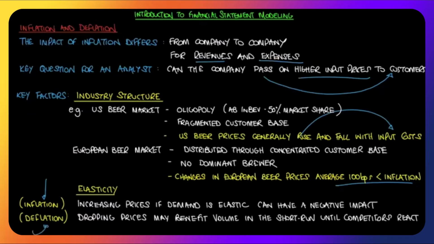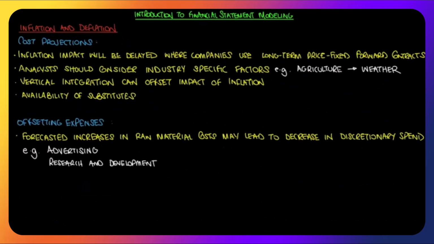What about deflation then? Well, yep, dropping prices may benefit volume in the short run, but competitors tend to react. So any benefit will be short-lived as everybody else drops their prices as well. Again, we saw that back in the world of market structures in economics. So what can companies do if they can't pass it on to customers? And as analysts, what do we need to consider when we're putting together our cost projections?